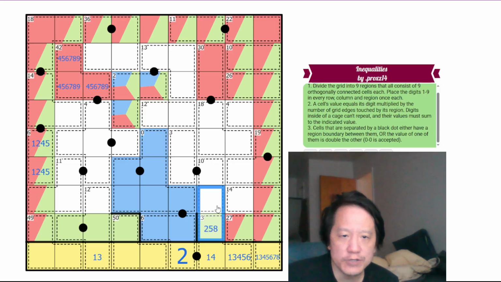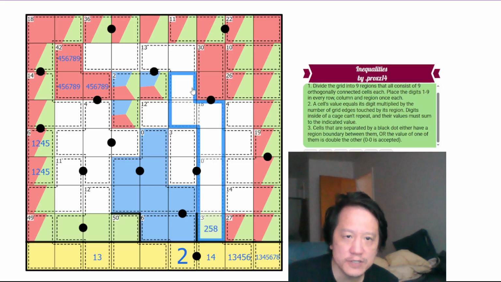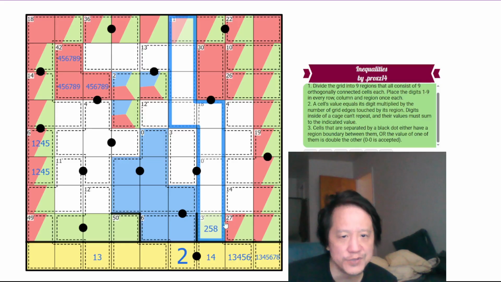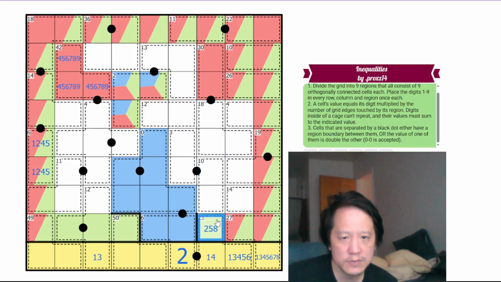This could go 1, 2, 3, 4, 5, 6, 7, 8, 9. So this can reach one edge here. That is possible. So this could potentially be red. Potentially.